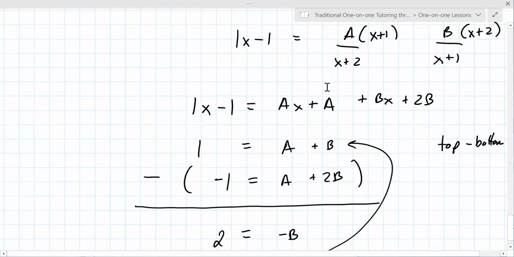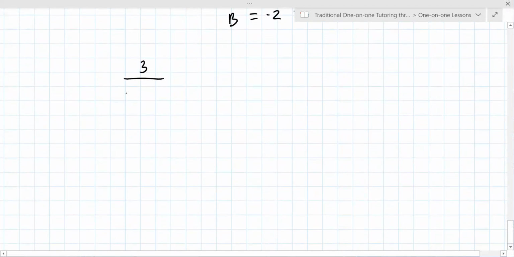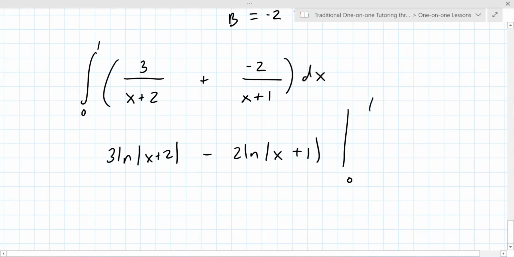Yeah. So your a is 3 over x plus 2 plus your b over x plus 1, and you're integrating from 0 to 1 dx. So it's 3 natural log abs value of x plus 2 minus 2 natural log abs value of x plus 1, evaluated from 0 to 1. We don't need to go through that again.